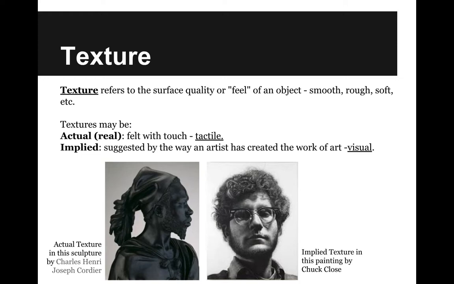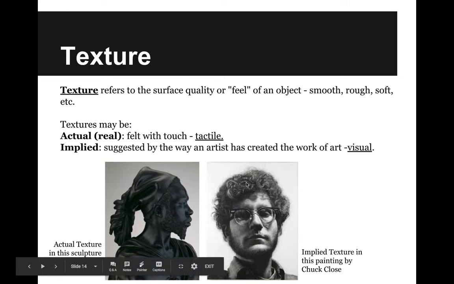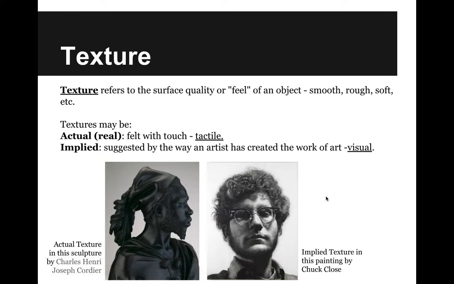One is one that we can actually touch with our fingertips. One is one that we only see with our eyes. So actual is with touch. Implied is just with our eyes. If we touched it, it wouldn't actually feel that way. So this is a painting right here by Chuck Close. It looks super realistic. It looks like he would actually have a fuzzy beard and his hair would be soft, but it would not. It's just a canvas. It would not feel that way at all.